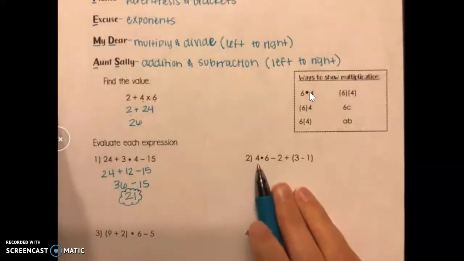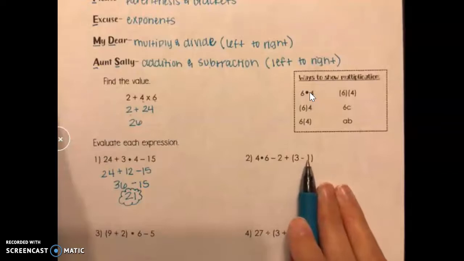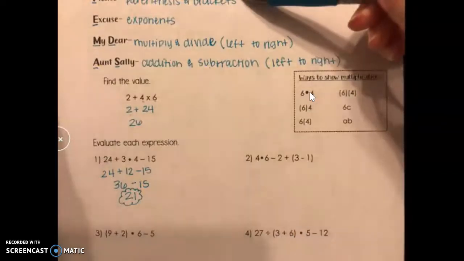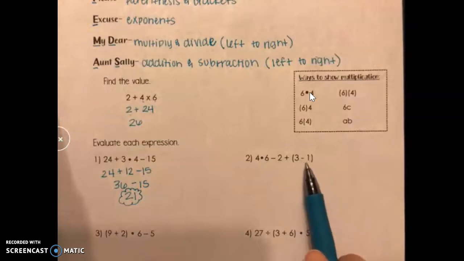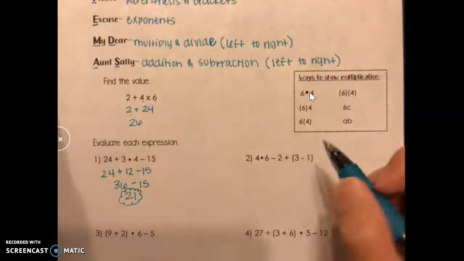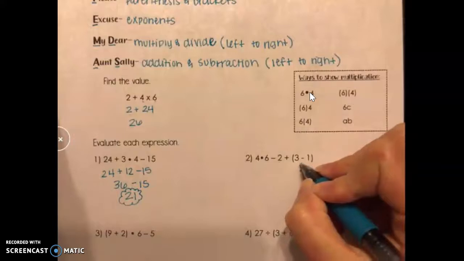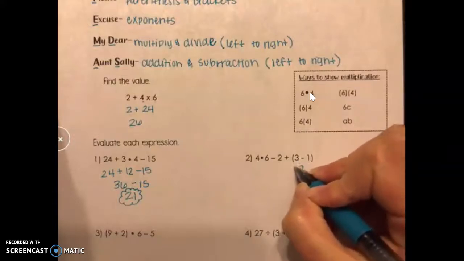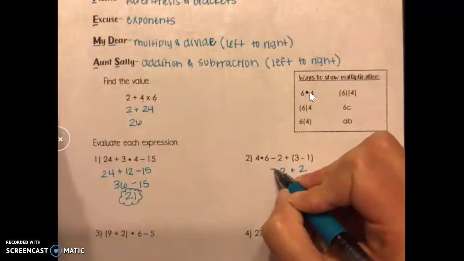So, again, we have 4 times 6 minus 2 plus 3 minus 1. All right, parentheses. Do I have any parentheses? Yes. Inside my parentheses, the only thing I have to do is subtract. So 3 minus 1 would give us 2. I've solved everything inside my parentheses, so I can go ahead and get rid of them, and I'll bring all these down.